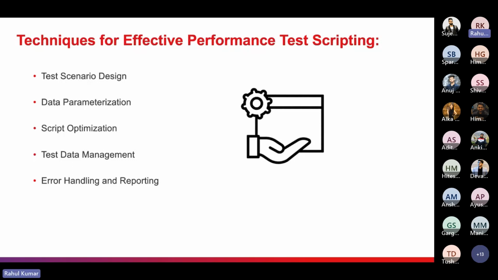The last one is error handling and reporting. Implement a robust error handling mechanism in the test script to capture and report errors and failures. We use assertions and checks to validate the expected results and detect deviations from the expected behavior. Visualize performance test results using graphs, charts or dashboards, which facilitate easy analysis and identification of the bottlenecks of the performance testing. So that's all about the techniques we use for improving performance testing.